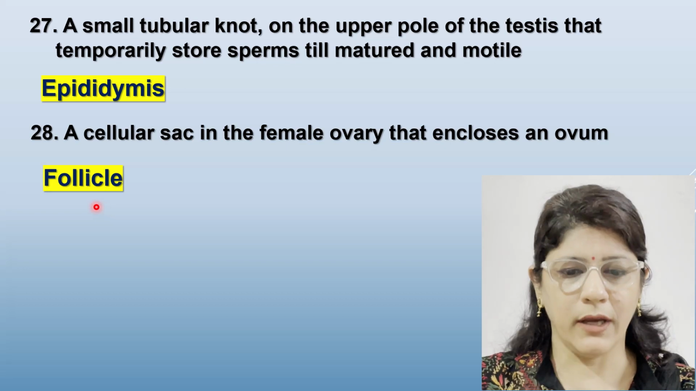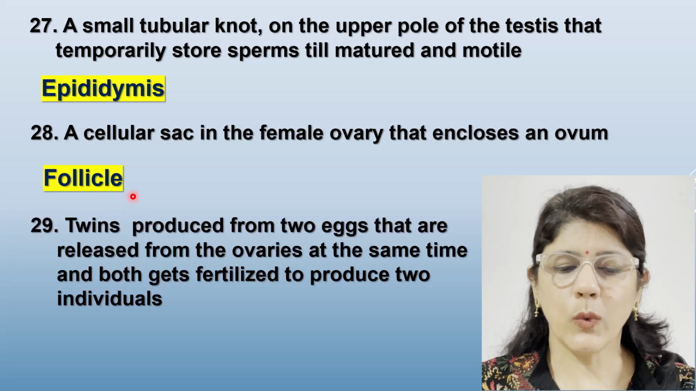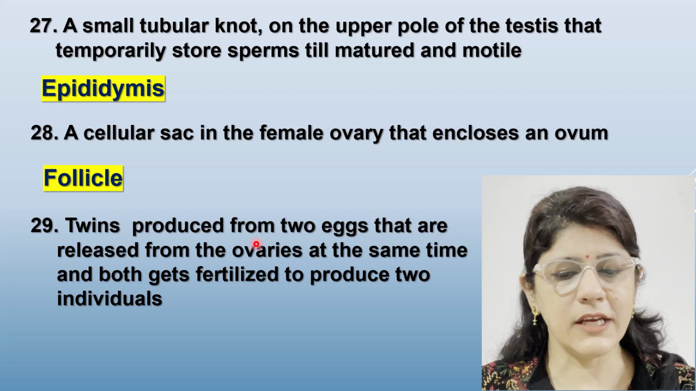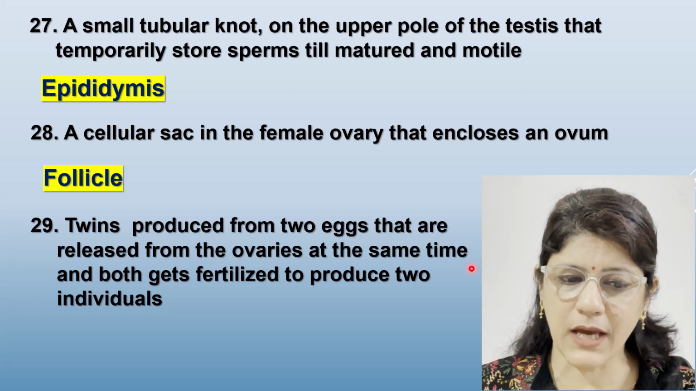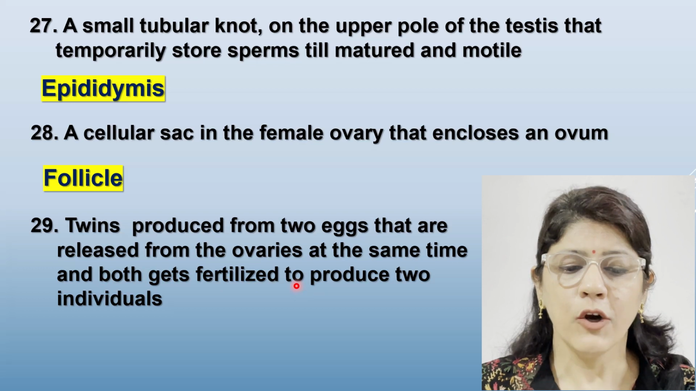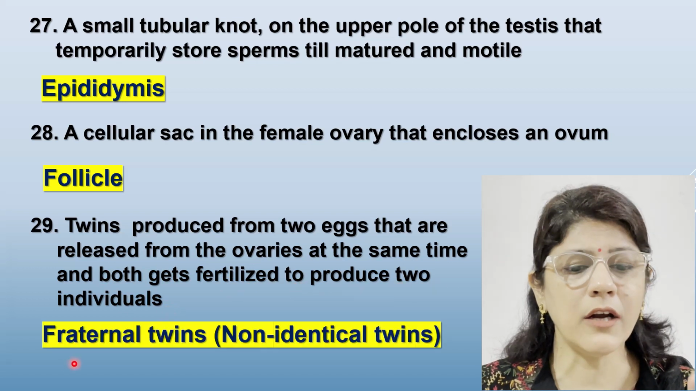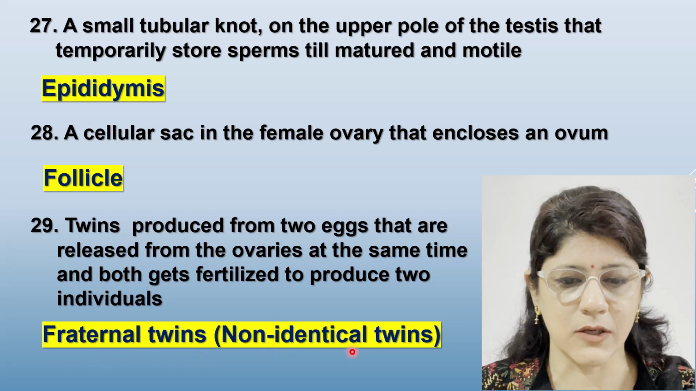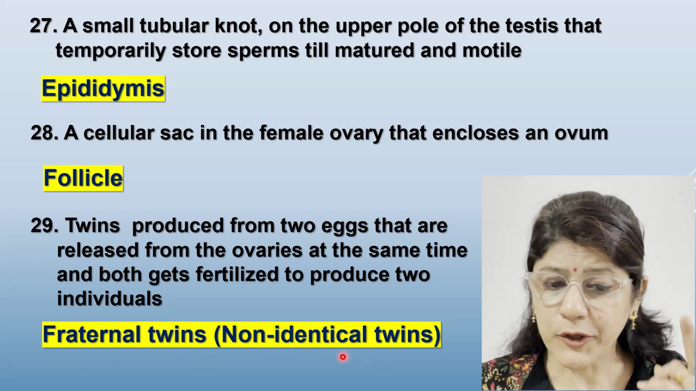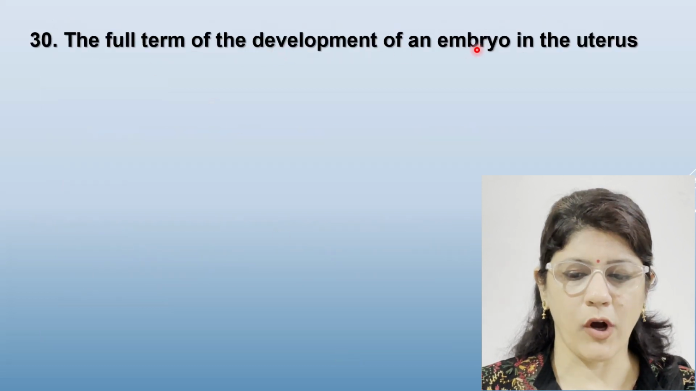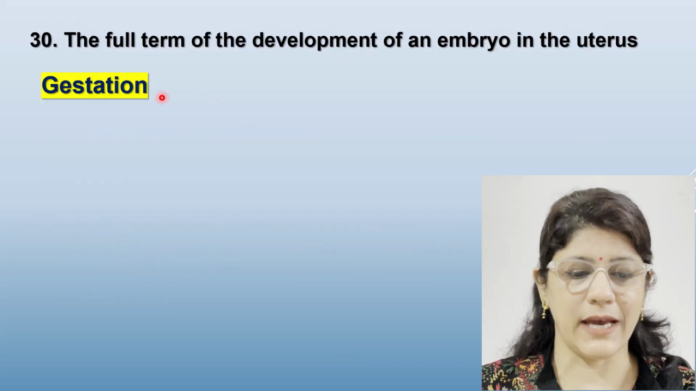This is follicle. Twins produced from two eggs that are released from the ovaries at the same time, and both get fertilized to produce two individuals. These twins are fraternal twins or non-identical twins because they are produced from two eggs. The full term of development of an embryo in the uterus. This is gestation.